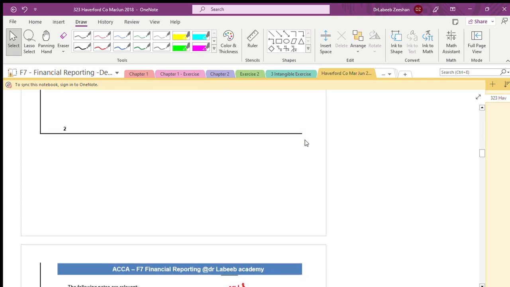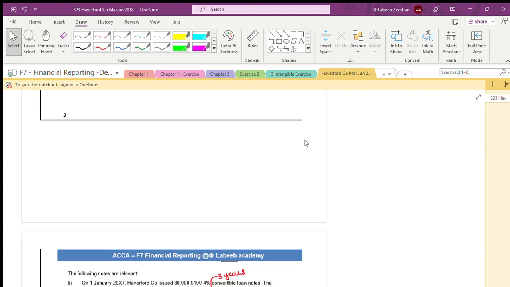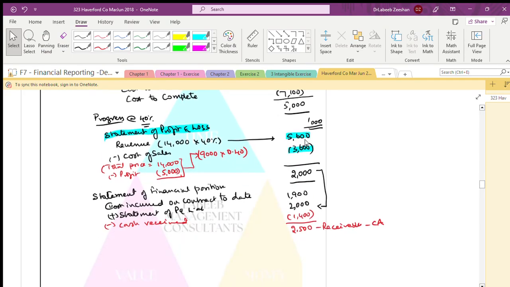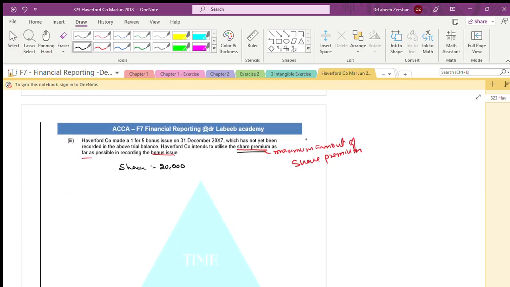Now they are issuing a 1 for 5 bonus issue. It will increase the shares. How is it going to be worked out? See, for 20,000 shares, one bonus issue for 5: 20 divided by 5 into 1. It comes to how much, in thousands?